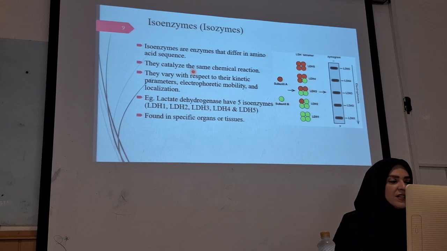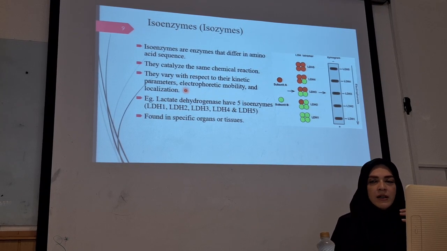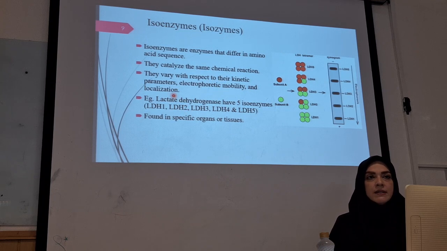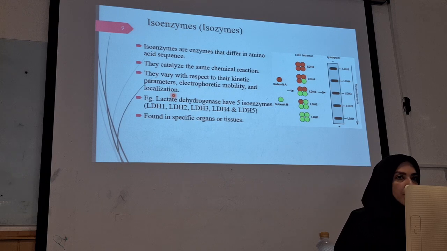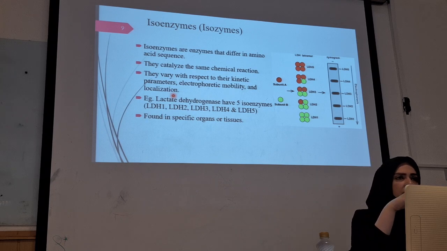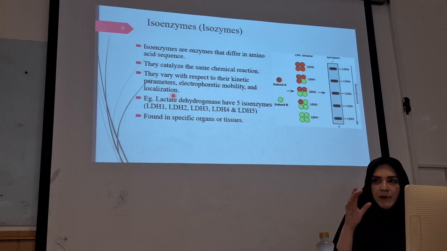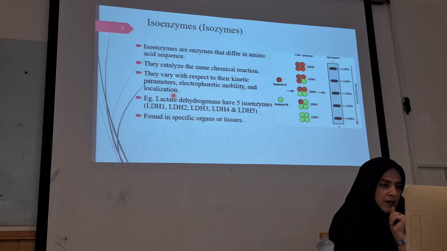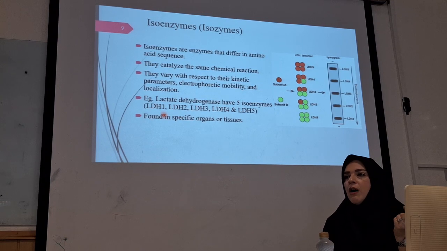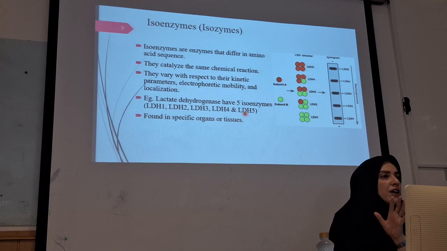Okay, but they have different physical properties. For example, they have different electrophoretic mobility, different kinetic parameters, and different localization. What does it mean? For example, some isoforms are present in the cytosol, some isoforms are present inside the mitochondria. Okay, these are about the localization of the isoenzyme. And also, we have some number. For example, lactate dehydrogenase is one of the best examples of isoforms because we have 5 types.